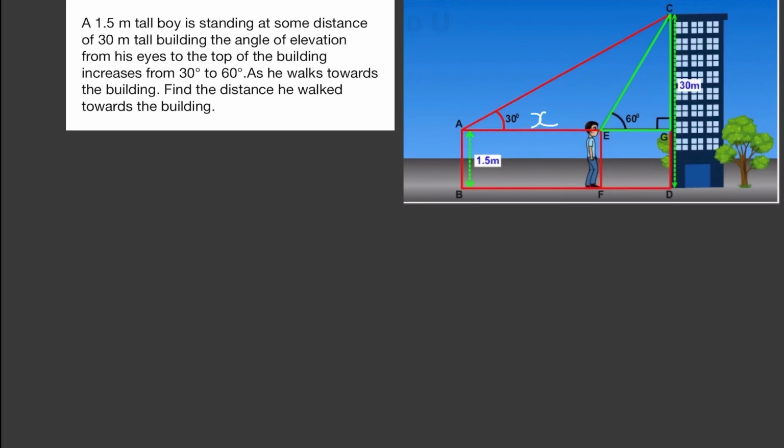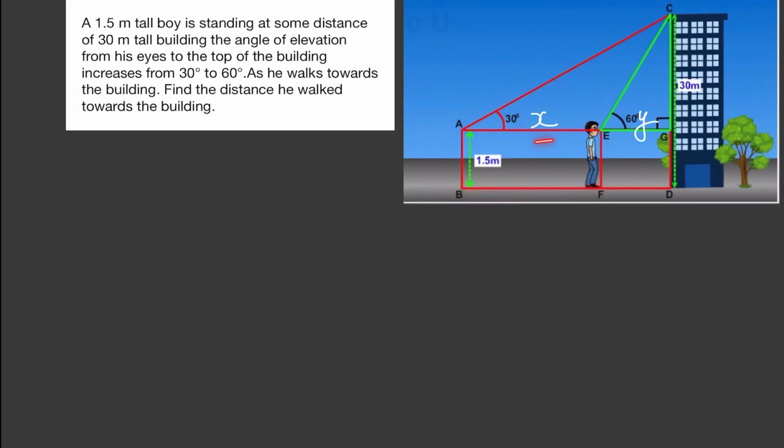If we take this distance as x and this distance as y, we will have to find the distance x, for which we will be considering the triangle ACG. If we consider the tan ratio, we have to take opposite by adjacent. But the adjacent value is the sum of x and y. Only then we will be getting this value AE, which is equal to BF. AE and BF are equal. This is the distance the boy is going to walk when he is heading towards the building.